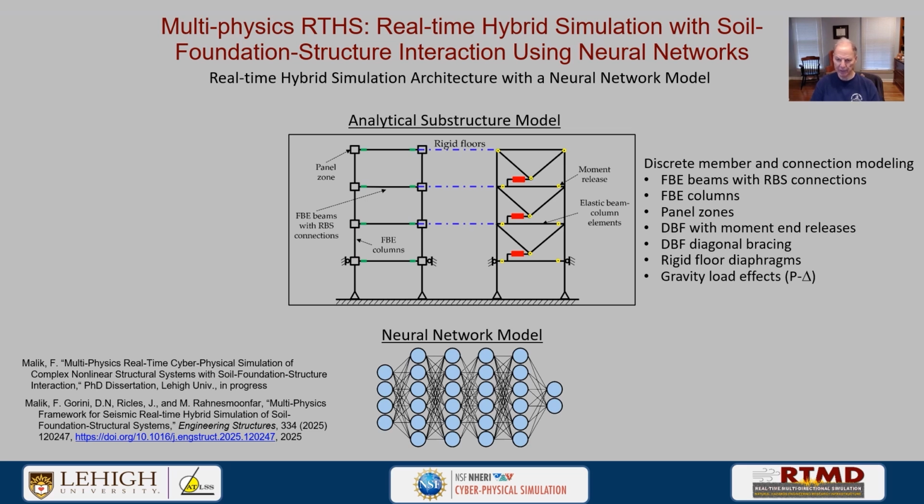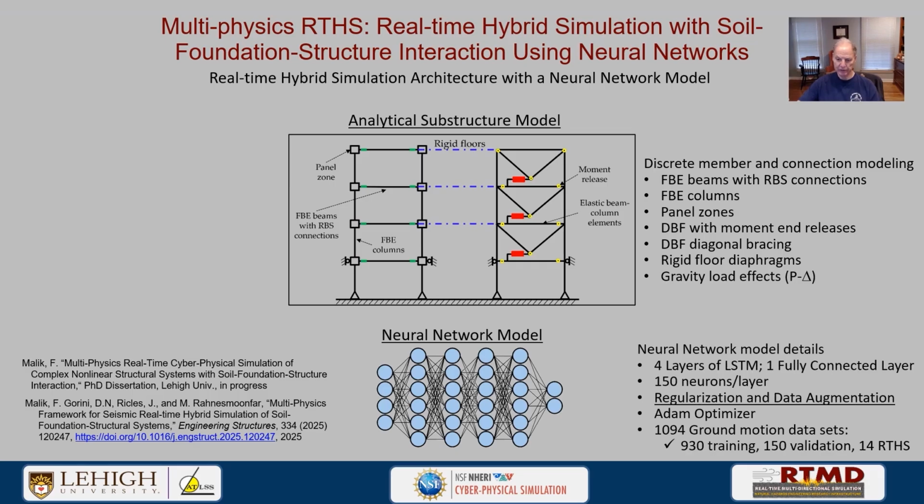Columns will also have force-based elements. We'll have panel zones being modeled, nonlinear elements. We'll have the damped brace frame with moment end releases. That is, we're going to have beams in those brace frames that have end releases, and the diagonal bracing as well. Force-based column elements. And then we're going to have rigid floor diaphragms that connect the mid-bay of the moment frames with the damped brace frames to the lean-on columns. That's a gravity load system. This is basically abbreviated here, gravity load affects P-delta.